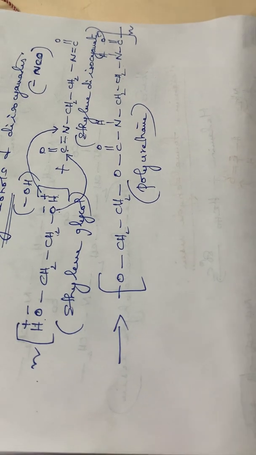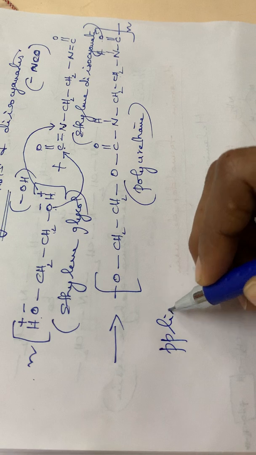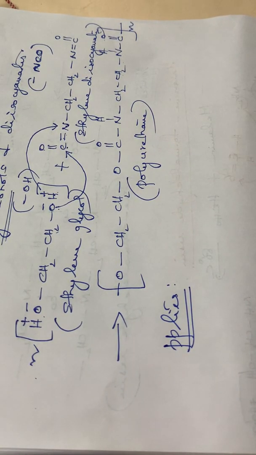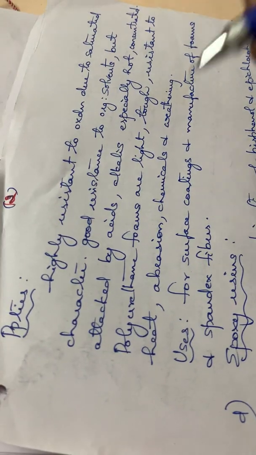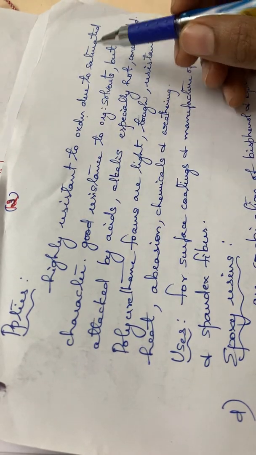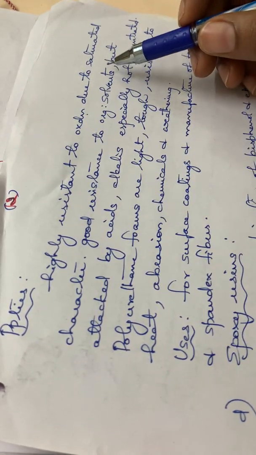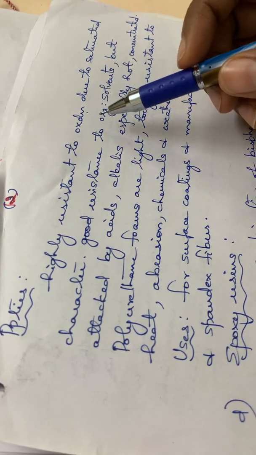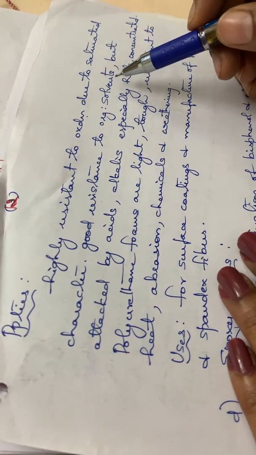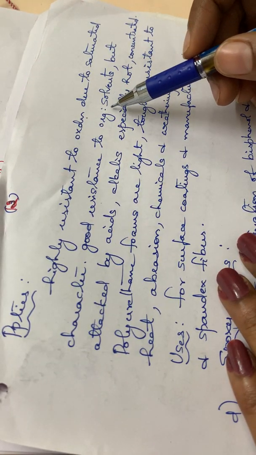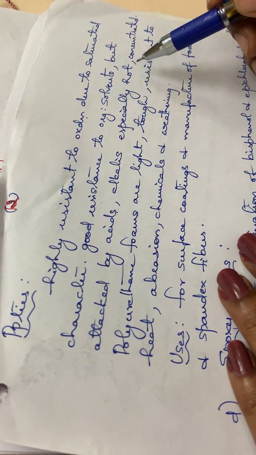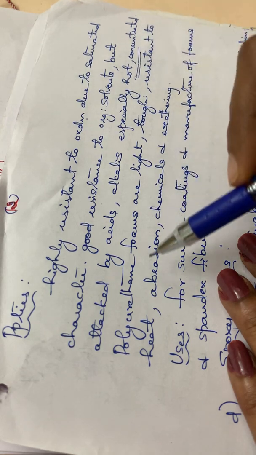Then the next is the properties. I will just read it out. They are highly resistant to oxidation due to saturated character. Saturated character means no double bonds are present, and in the case of polyurethanes, no double bonds are there. Then good resistance to organic solvents, not easily attacked by organic solvents, but easily attacked by acids and alkalis, especially hot and concentrated acids and alkalis.